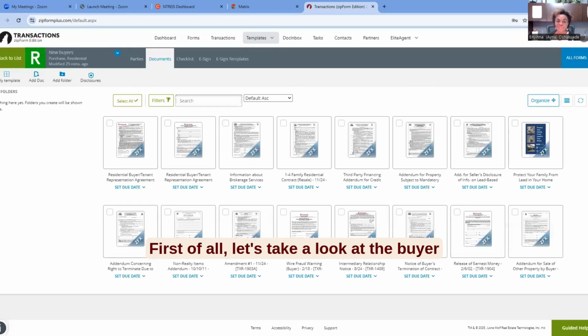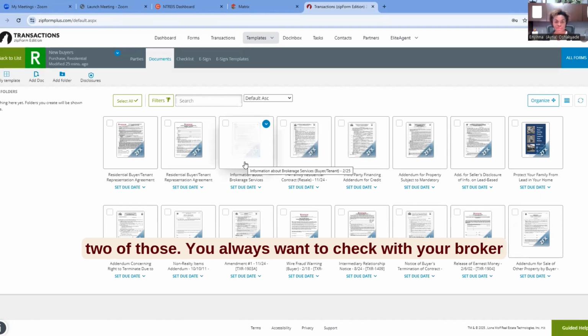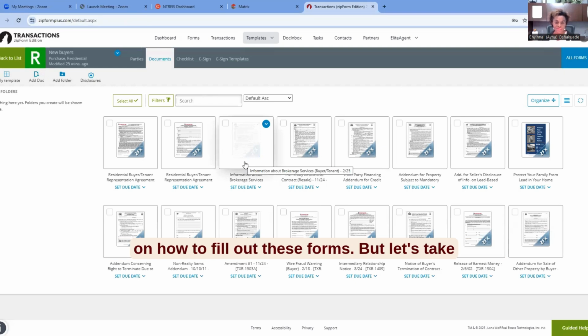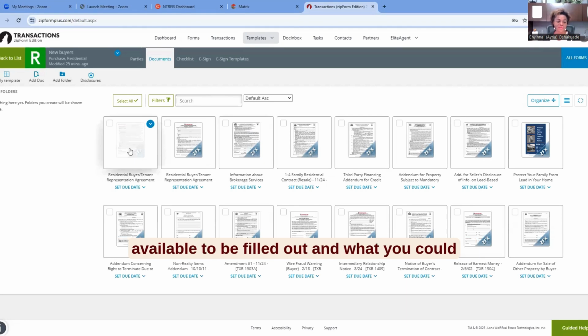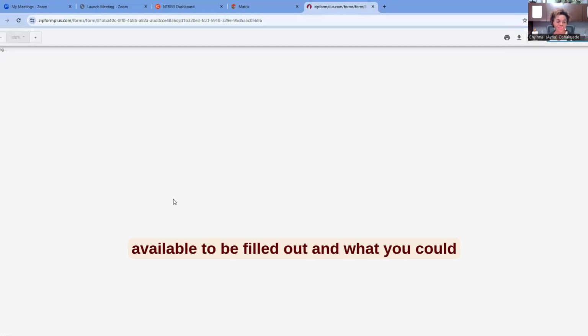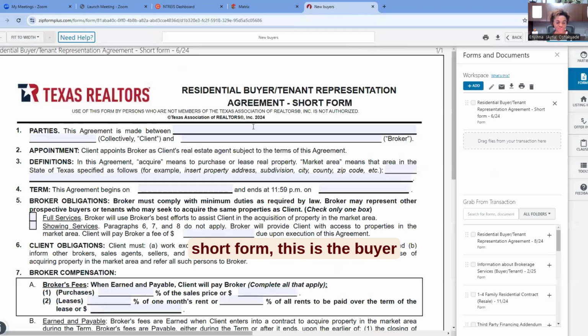So first of all, let's take a look at the buyer-tenant representation agreement. Now we have two of those. You always want to check with your broker on how to fill out these forms, but let's take a quick look and see some of the spaces that are available to be filled out and what you could put in some of them. In this short form, this is the buyer-tenant representation form, the short form. And so you put in the client's information up top here, your brokerage information.